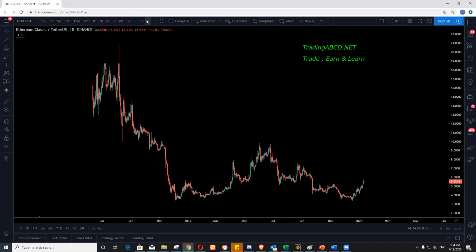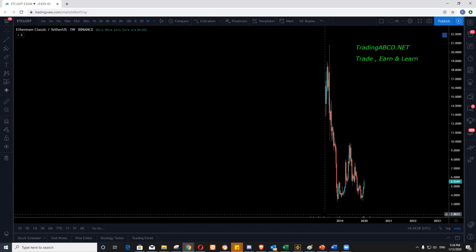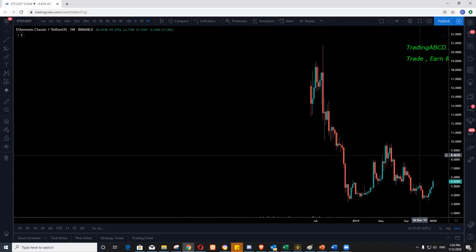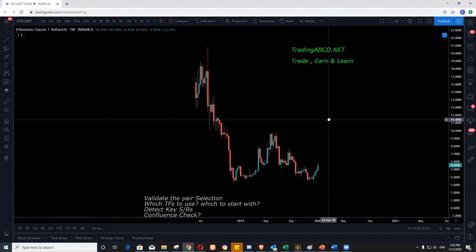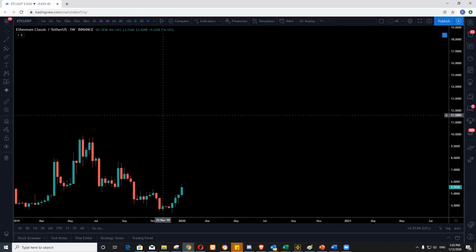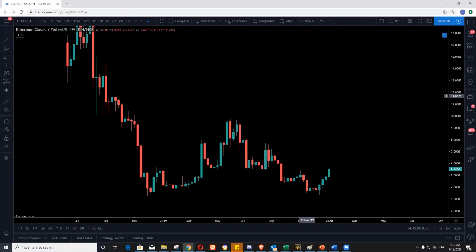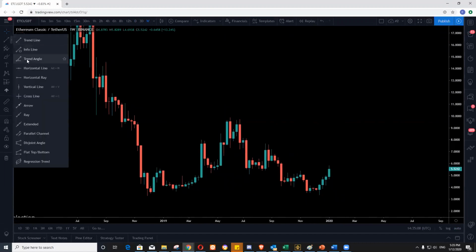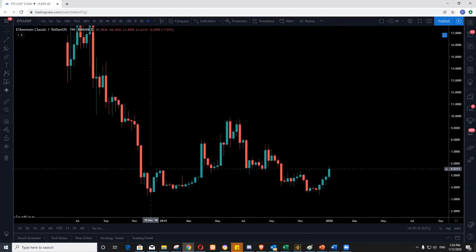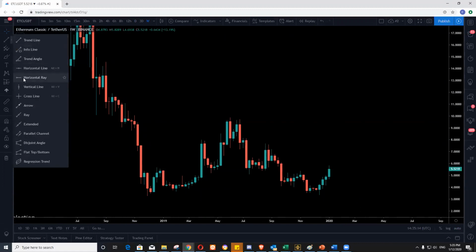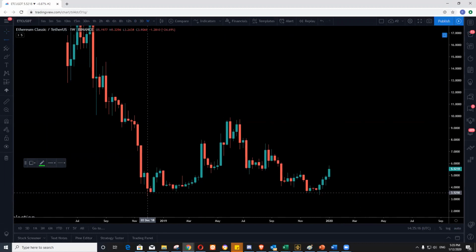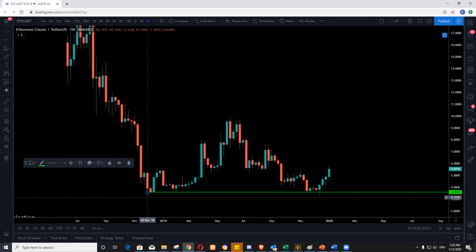I want to trade this, so I will start with the weekly. We always start with the weekly, and I want to detect the main or the key weekly levels. So actually the support resistance is not one price, it's a range. So I will use horizontal lines, then I will extend it into range. So this is very important.